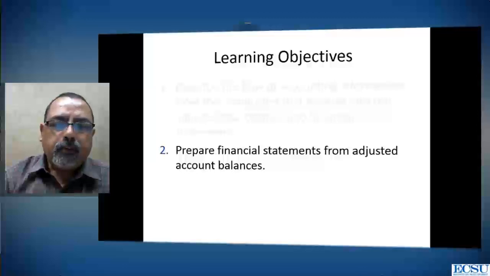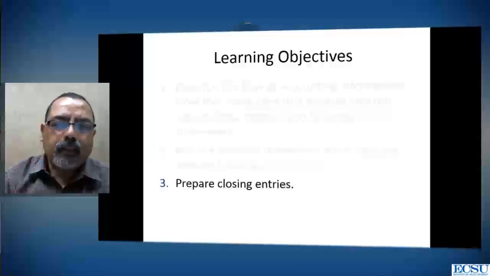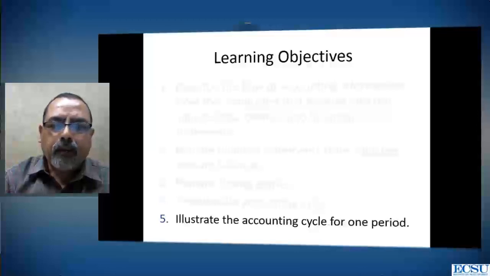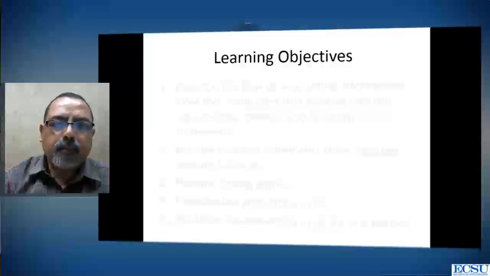Next would be to prepare the financial statements from the adjusted account balances. And then the new thing that we are learning in this chapter is to prepare closing entries. We'll be talking about them. There are some temporary accounts which need to be closed every accounting period so that we can start afresh in the next period. Then we'll be talking about the entire accounting cycle, and I'll be illustrating the accounting cycle with the help of an example.